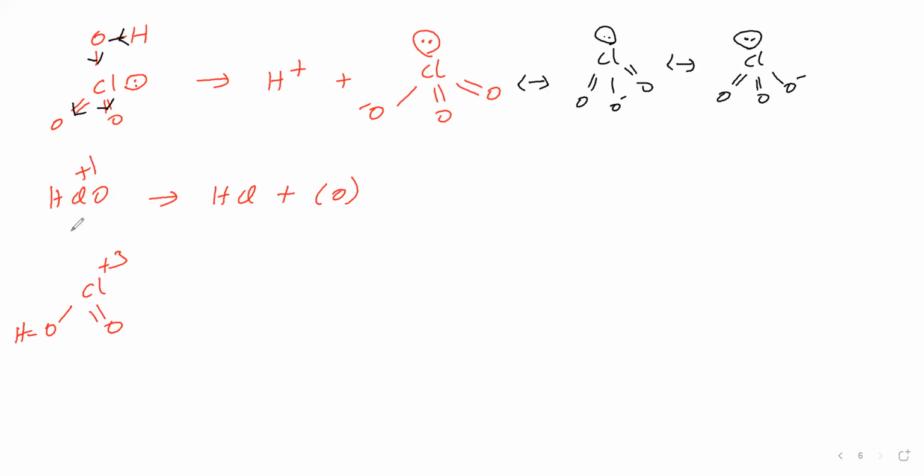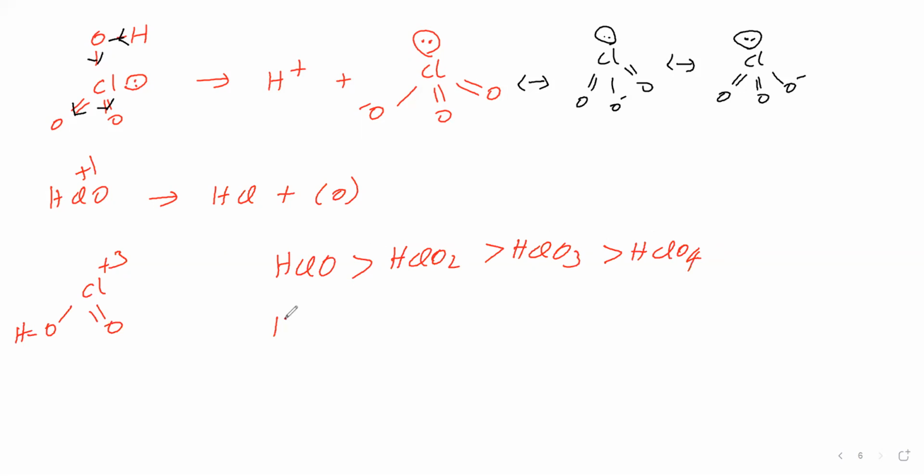Now see, HClO is unstable. It is decomposing easily to give nascent oxygen. That means it gives nascent oxygen, so it makes another substance undergo oxidation easily. Therefore, oxidizing strength is more for this when compared to this one. So HClO oxidizing strength is more than HClO2, which is more than HClO3, which is more than HClO4. So oxidizing strength will be like this.